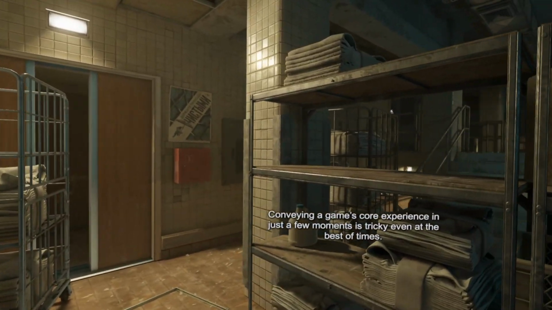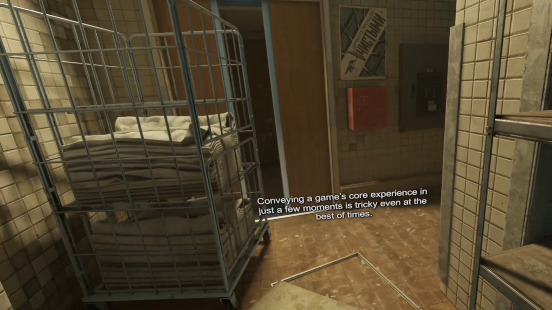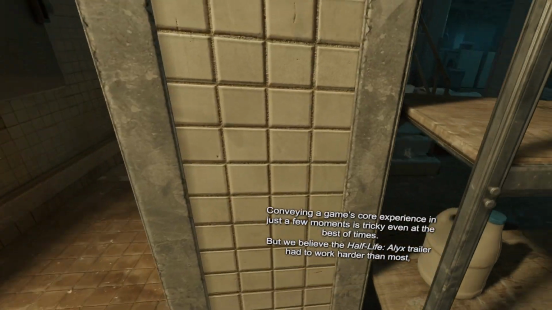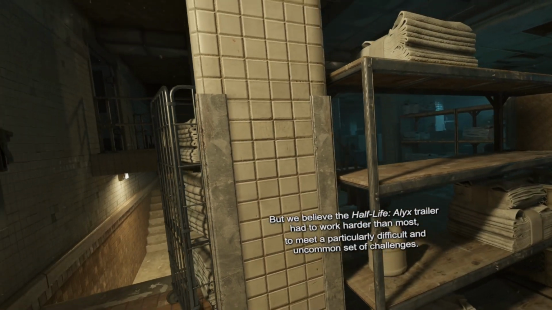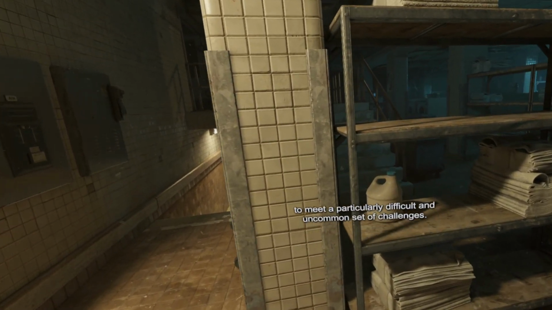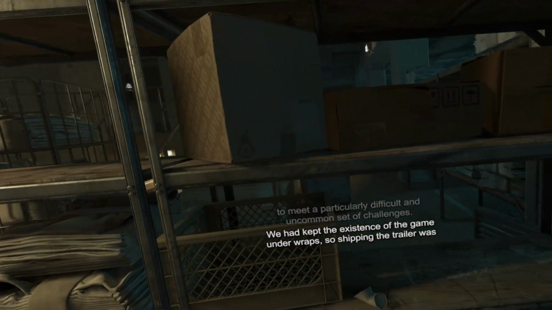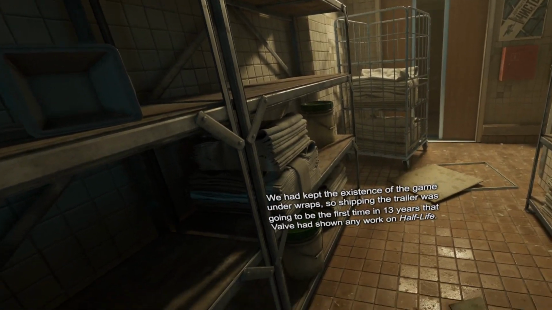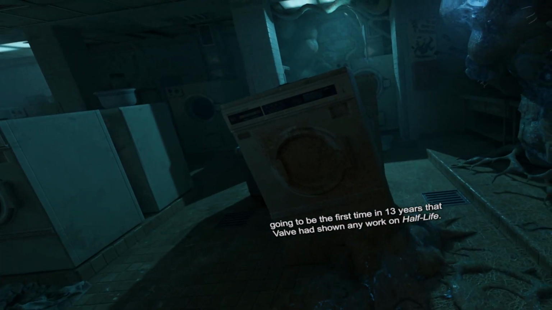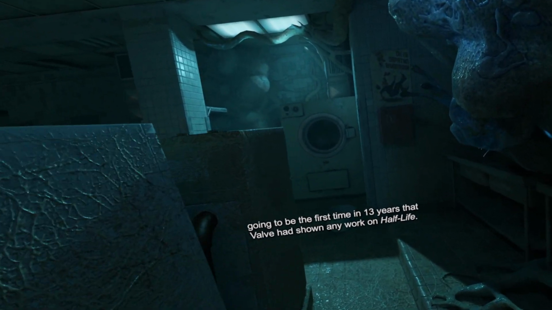All game trailers require careful design. Conveying a game's core experience in just a few moments is tricky, even at the best of times. But we believe the Half-Life Alyx trailer had to work harder than most to meet a particularly difficult and uncommon set of challenges. We had kept the existence of the game under wraps, so shipping the trailer was going to be the first time in 13 years that Valve had shown any work on Half-Life.